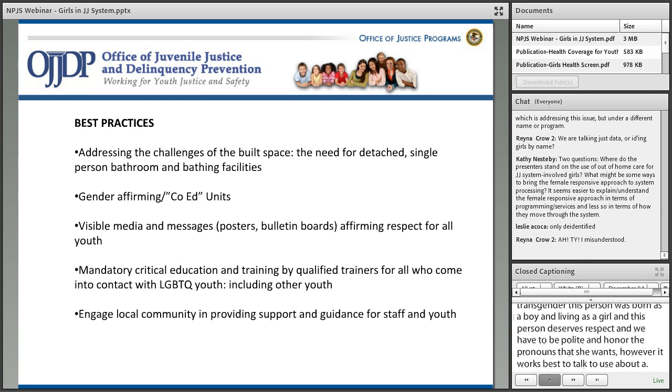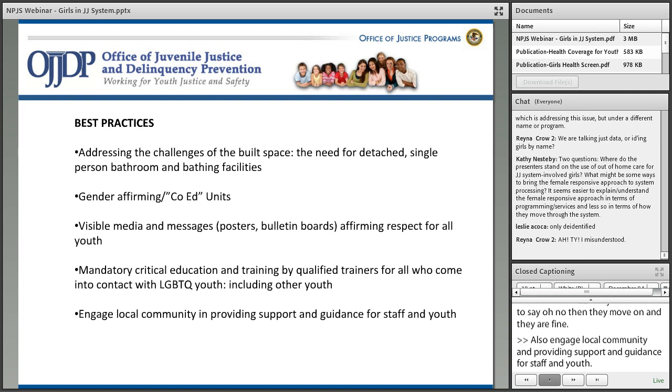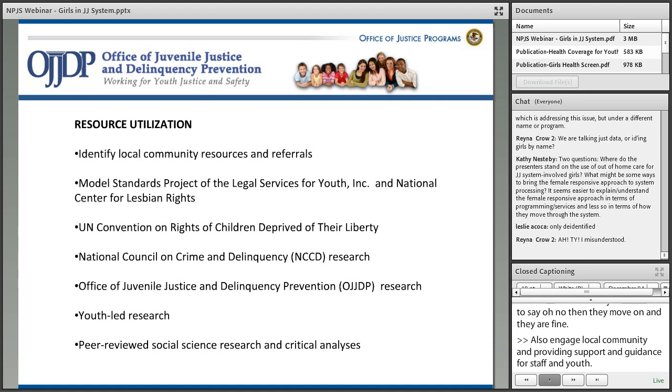And also to engage the local community in providing support and guidance for staff and youth. Almost every town and city has lesbian and gay youth centers that can come in and do practice programs and trainings. We really are underutilizing the resources that we do have available. So, for example, calling in folks from these community centers.